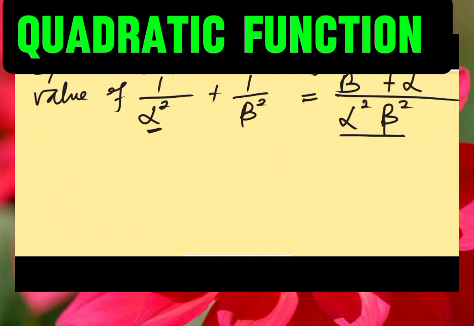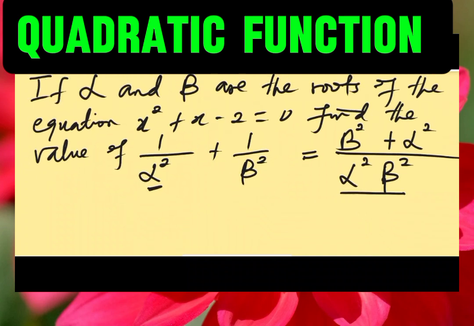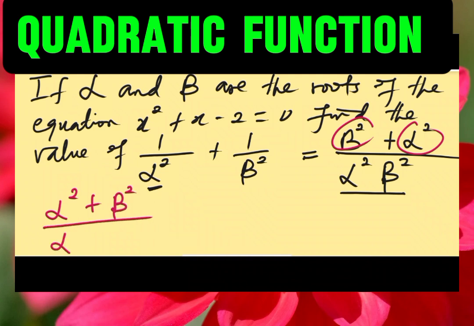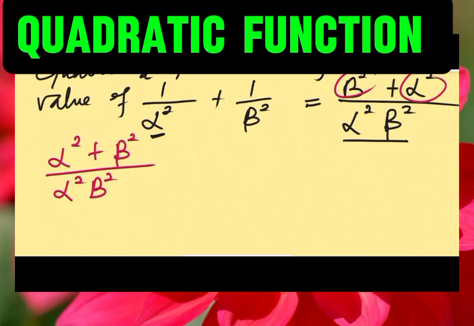Very good. With the law of commutativity, this alpha squared plus this beta squared is the same as alpha squared plus beta squared, everything divided by alpha squared beta squared. Very correct. Now, according to the quadratic root identity, alpha squared plus beta squared is the same as alpha plus beta squared minus 2 alpha beta.